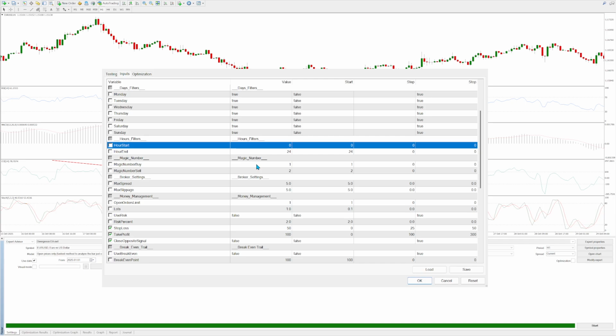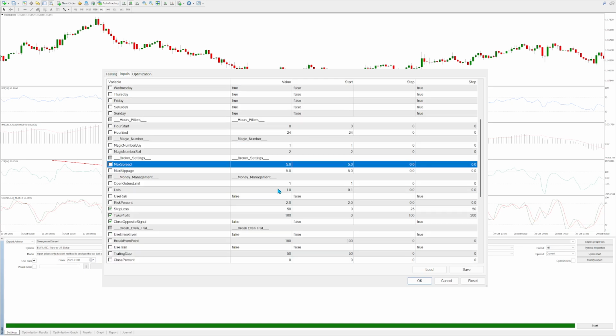So the magic number, this is the order ID that is sent for buy and sell trades, set to 1 and 2 by default. This is just so that you don't clash with any other EAs that you may be running on your account. Broker settings, so maximum spread, maximum slippage, these are values in pips. If the maximum spread or slippage is greater than these values in pips, then the EA will not take a trade. This is to avoid unfavorable broker conditions.